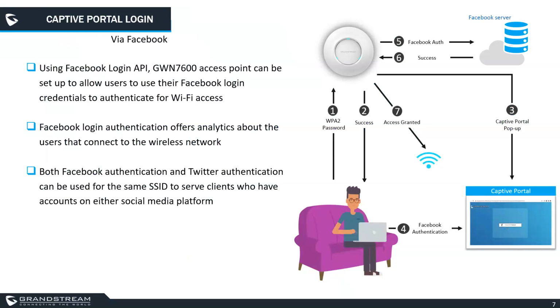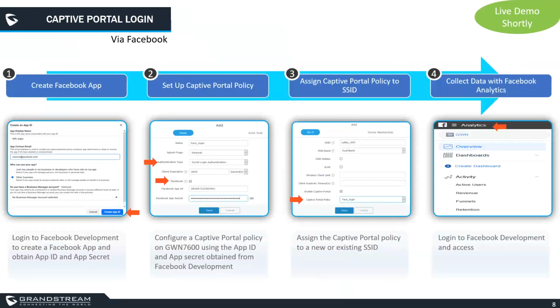You can also use the combination of both Facebook authentication and Twitter authentication so that the users can choose which platform to use to connect to your Wi-Fi network. So there are 3 or 4 main steps involved to configure the Facebook authentication login on the GWN.